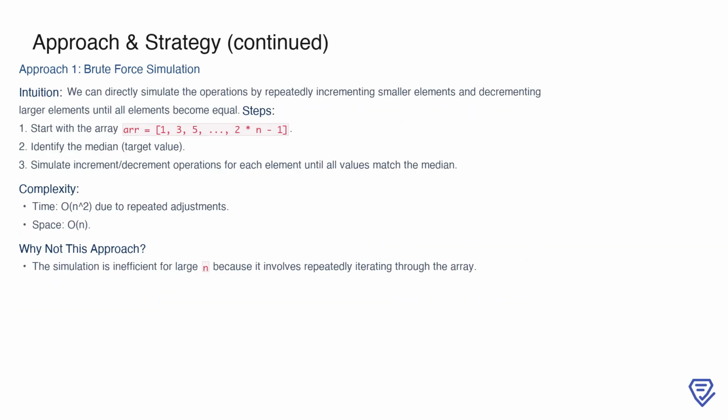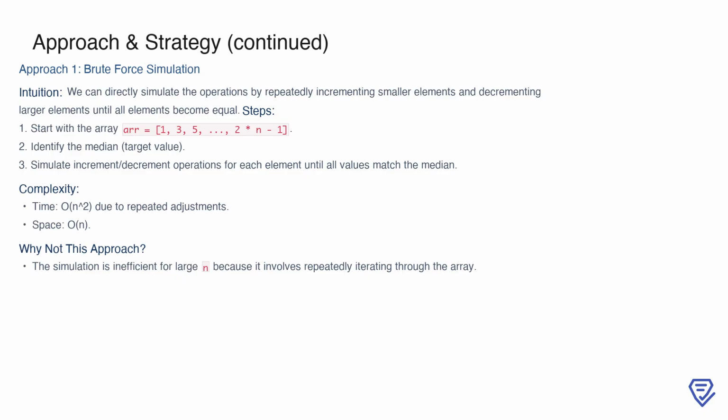One possible approach to solving this problem is through brute force simulation. The intuition here is to directly simulate the process by repeatedly incrementing smaller elements and decrementing larger elements until all values converge to the median. To do this, you would start with the array ARR equals 1, 3, 5, 2n-1, identify the median value, and then perform the increment and decrement operations on the appropriate elements of the array.